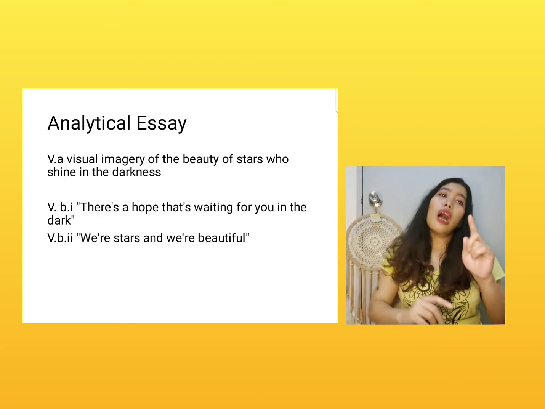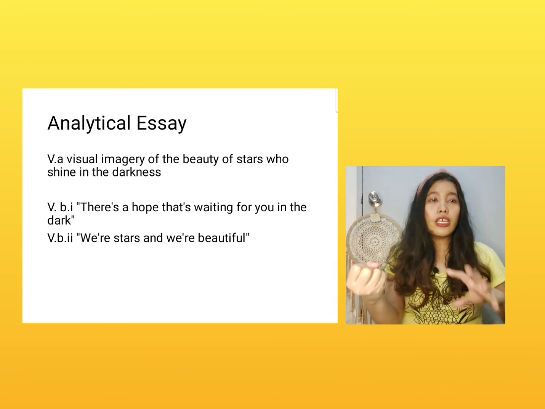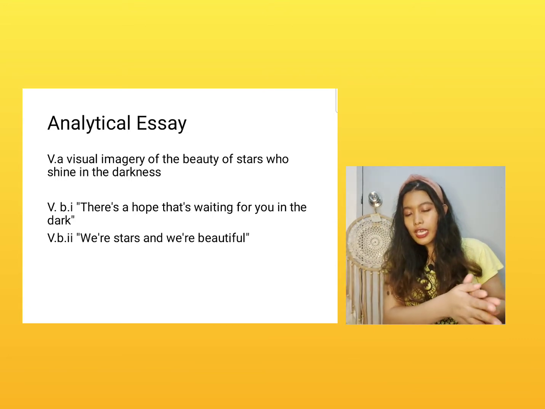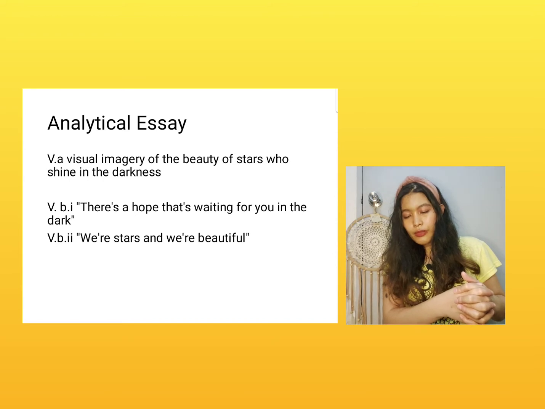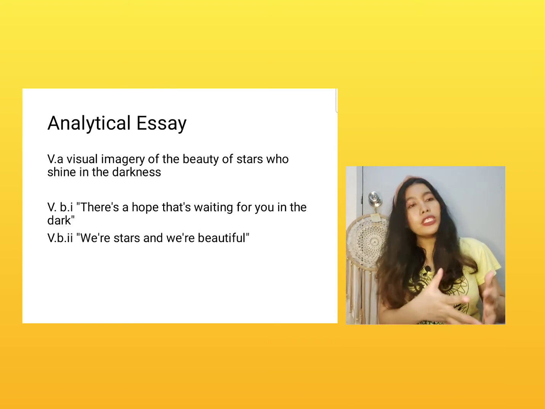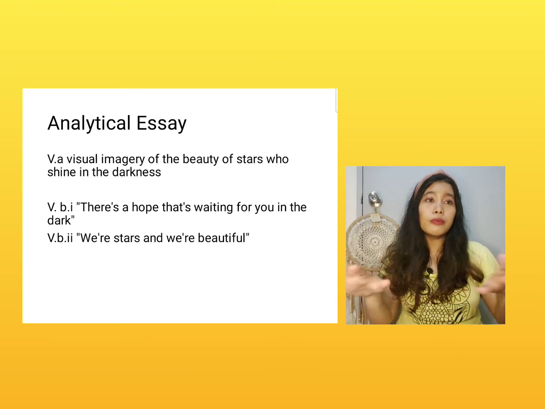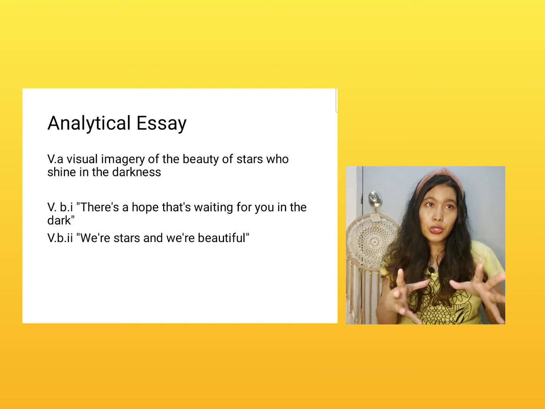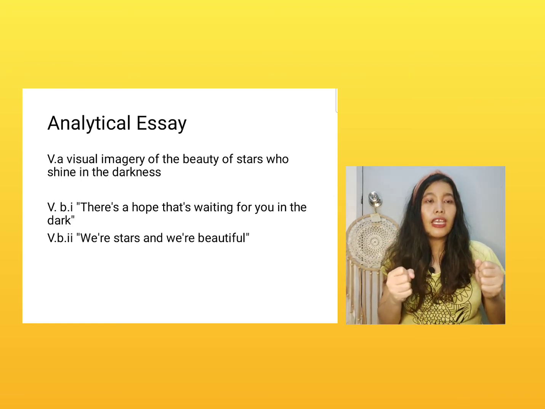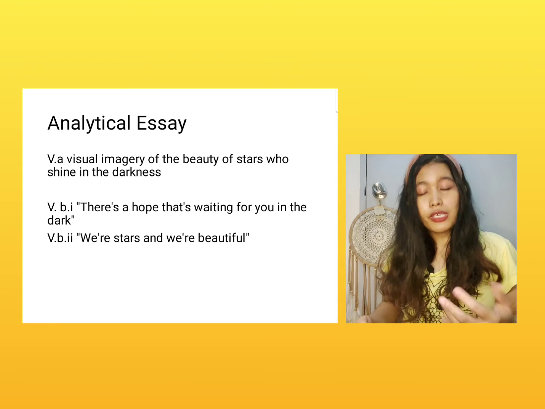But what's really good about this very simple song is that even though it has a very gloomy use of visual imagery of light, there's also a very bright, pragmatic use of the symbolism of light. And we see the visual imagery of the stars amidst the darkness. There's a hope that's waiting for you in the dark, and we're stars and we're beautiful. Here we see that the persona recognizes the darkness. This is not toxic positivity, where we say the darkness does not exist. Rather, the persona of the poem is very much aware that the darkness exists, and it's very pragmatic about it.